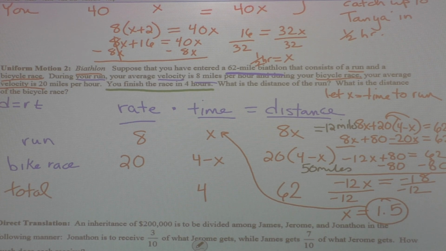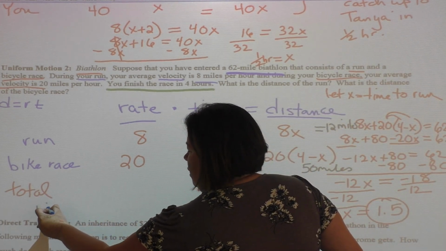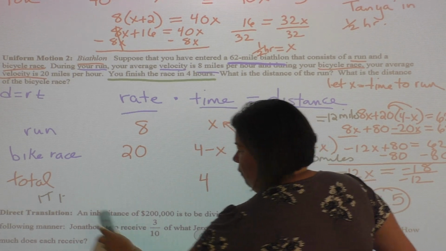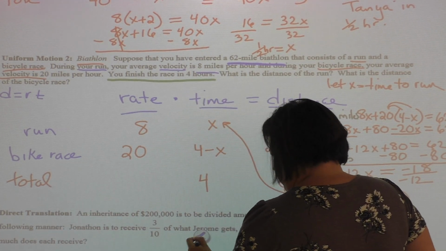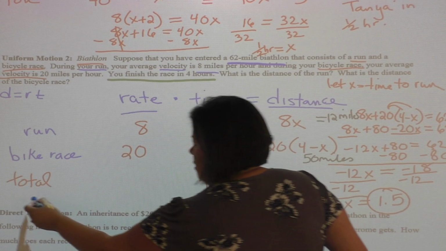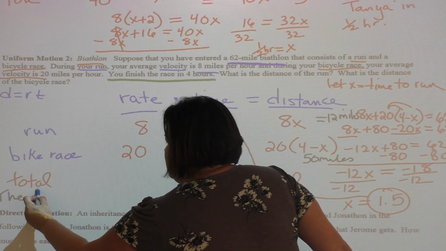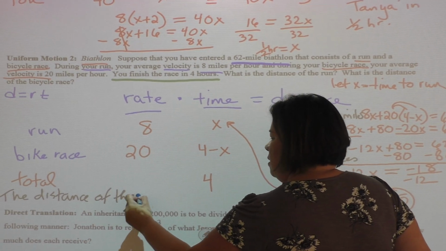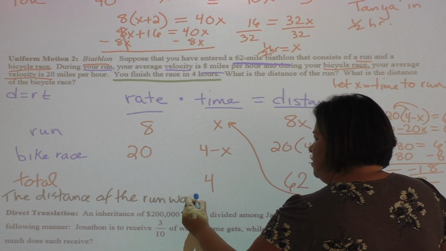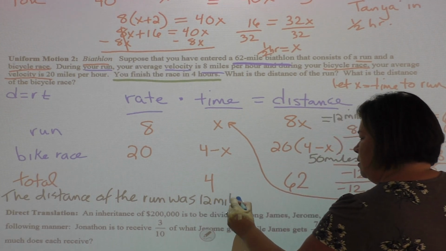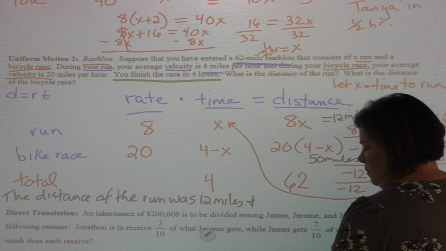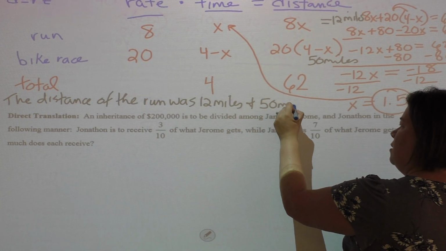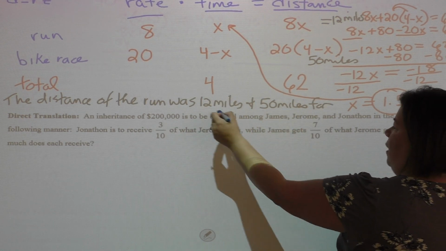You want to write it, or I should say they want to know the distance. So we want to say that in a sentence. The distance of the run was 12 miles and 50 miles for the bike race.